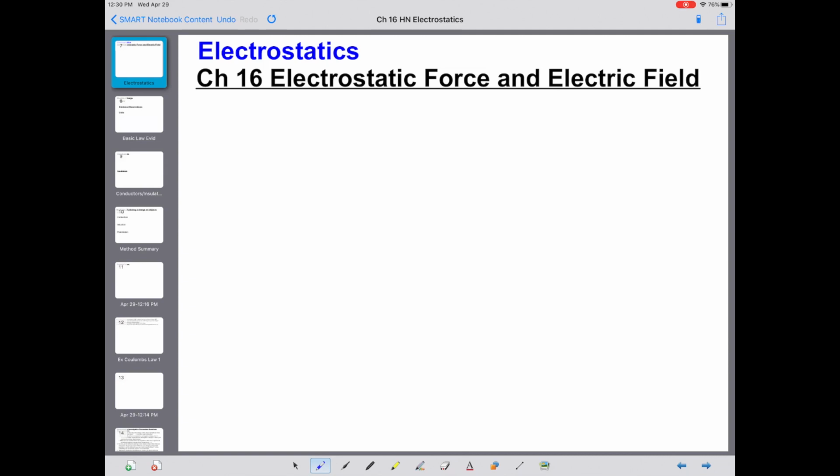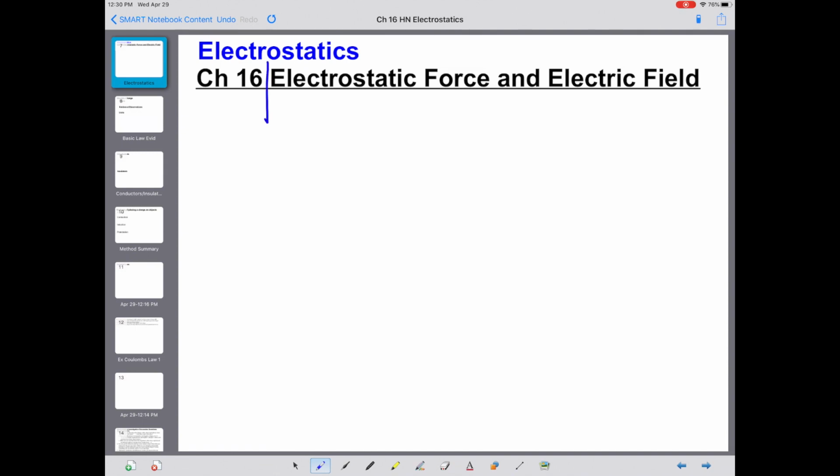Welcome back to physics. We are now transitioning into electrostatics and then into electrodynamics and circuits. So what I want to do today is give you a brief overview of some background terminology, and then you're going to move into some calculations and a short investigation dealing with making observations of charged objects.